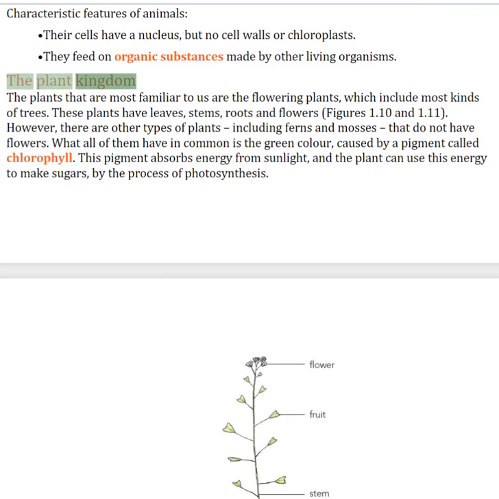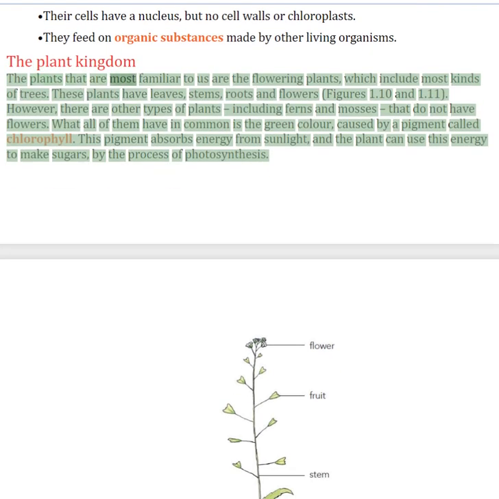The plant kingdom. The plants that are most familiar to us are the flowering plants, which include most kinds of trees. These plants have leaves, stems, roots and flowers. However, there are other types of plants including ferns and mosses that do not have flowers. What all of them have in common is the green color, caused by a pigment called chlorophyll.